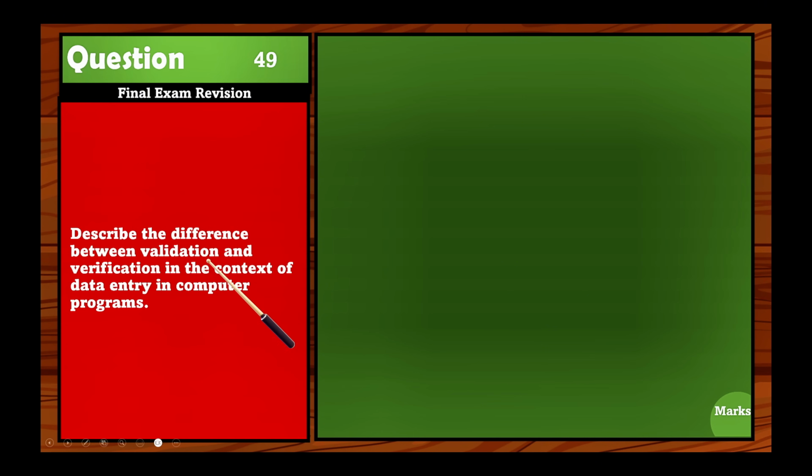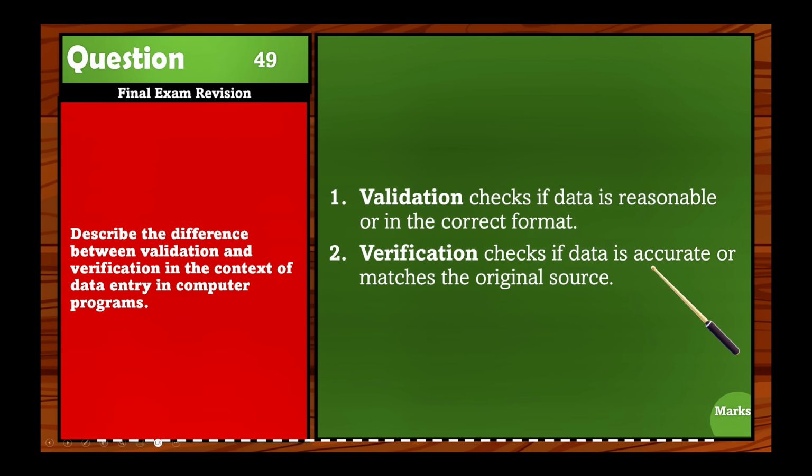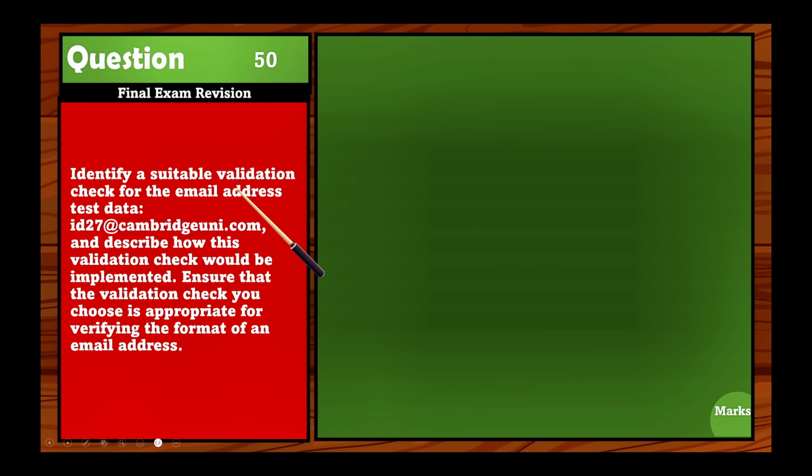Question number 49. Describe the difference between validation and verification in the context of data entry in a computer program. So validation checks if the data is reasonable or in the correct format, while verification checks if the data is accurate or matches the original source. Okay. Question number 50. Identify a suitable validation check for the email address and describe how this validation check would be implemented. Ensure that the validation check you choose is appropriate for verifying the format of an email address.